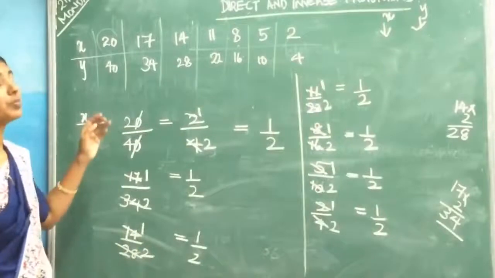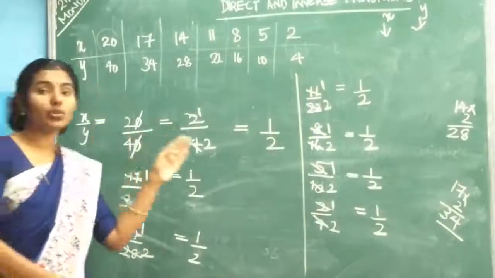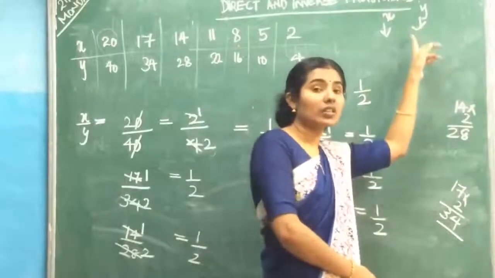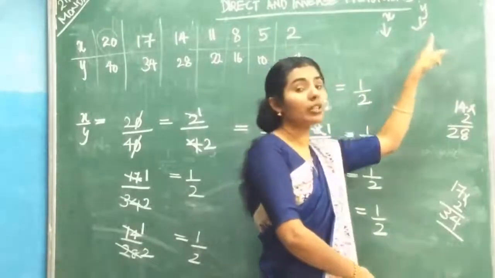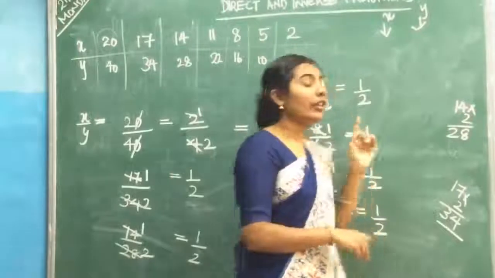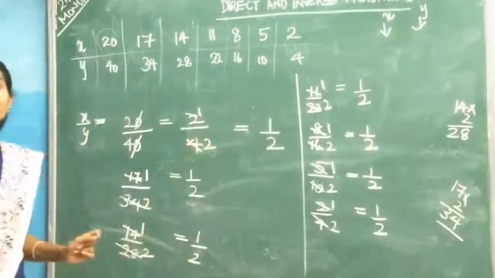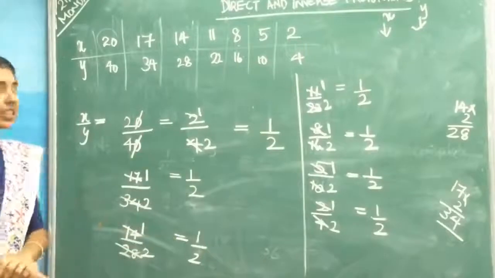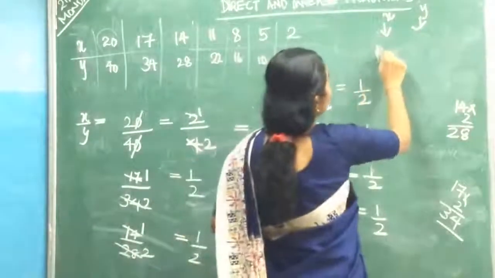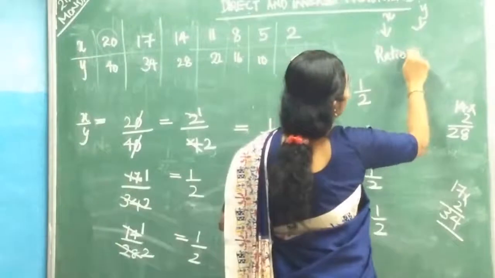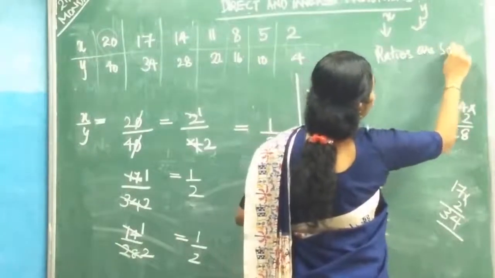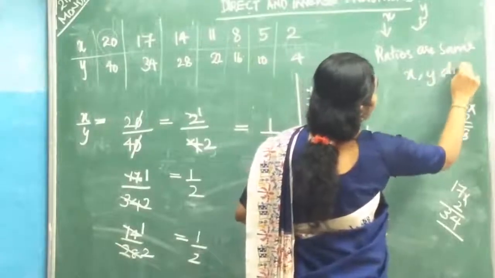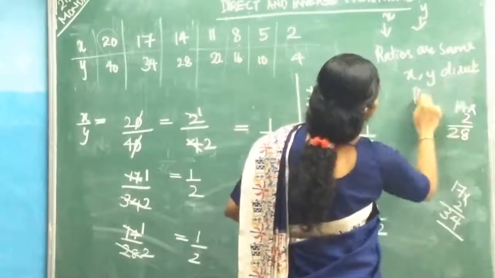Now you see here, they are given two quantities. If one quantity is decreasing, that means x quantity is decreasing, corresponding to that the quantity y also decreases. Now you should check the ratios of those quantities. So what will you get? All the ratios are the same, isn't it? Here all the ratios are the same. Then what can you say? All ratios are the same means x and y are in direct proportion.